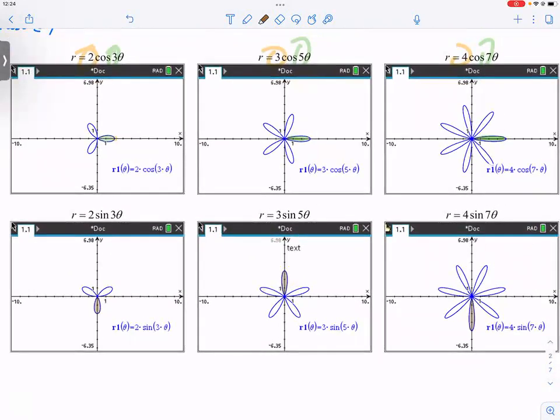Because if you look at cosine, it's very consistent. It's always going to be on the positive x-axis. But for the sine function, like this one is on the negative y-axis. This is positive. This is negative. So how are we going to tell? How can we tell where it will be located?